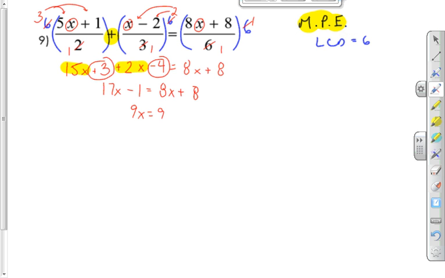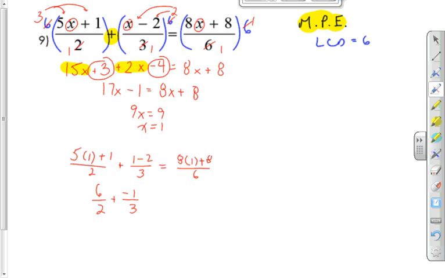Did you get 1? That's what I have as well. Let's see if it makes the equation true. So in the original equation, 5 times 1 plus 1 over 2 plus 1 minus 2 over 3 would be equal to 8 times 1 plus 8 over 6. So 5 times 1 plus 1 would be 6 over 2 plus, this would be negative 1 over 3, is equal to 16 over 6. Right? 8 times 1 plus 8.